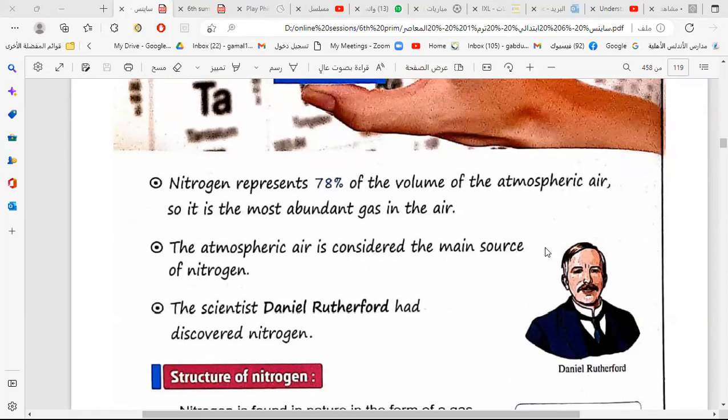But nitrogen is not used in respiration. Also, carbon dioxide is not used in respiration. So as we inhale nitrogen, we exhale it again without any use. So we say it is lifeless.